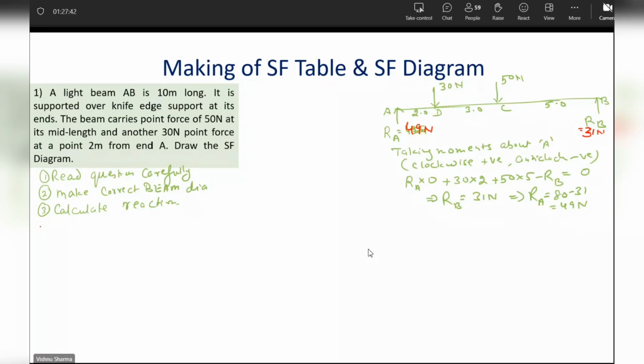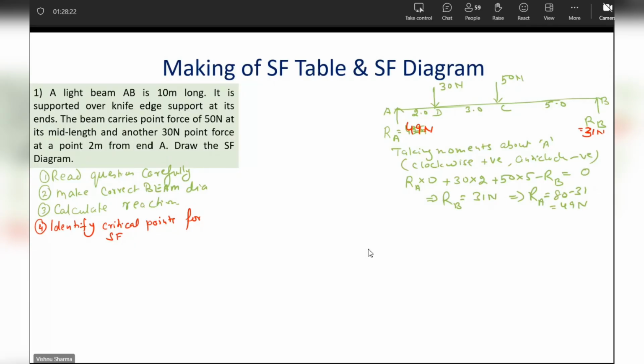Next is, this is my own terminology, so it's not a standardized terminology. Identify critical points for SF. What do I mean by this? What I mean is that identify those points on the beam where you must calculate the shearing force to be able to make the diagram.